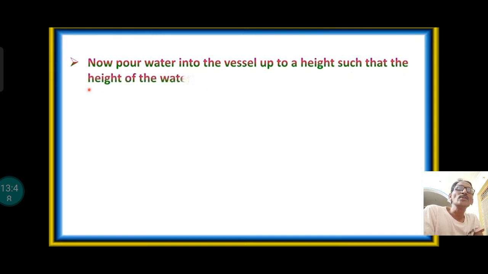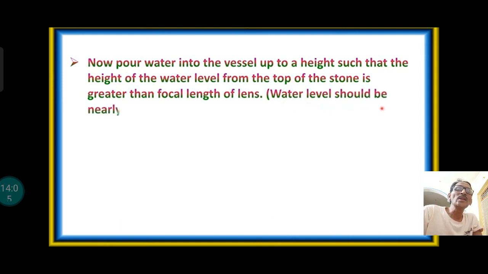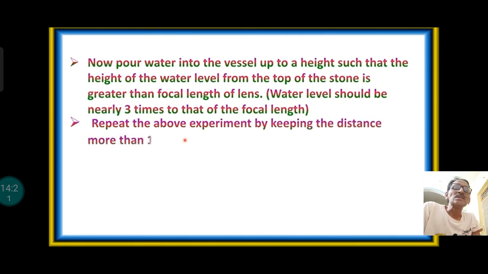Now pour water into the vessel up to a height such that the height of the water level from the top of the stone is greater than the focal length of the lens. The water level should be nearly 3 times the focal length. So pour water into the vessel up to a height such that the water level from the top of the stone is greater than the focal length of the lens, that is 3 times or 4 times the focal length.